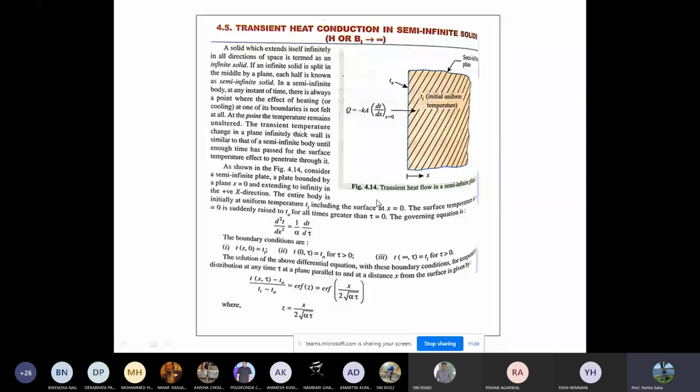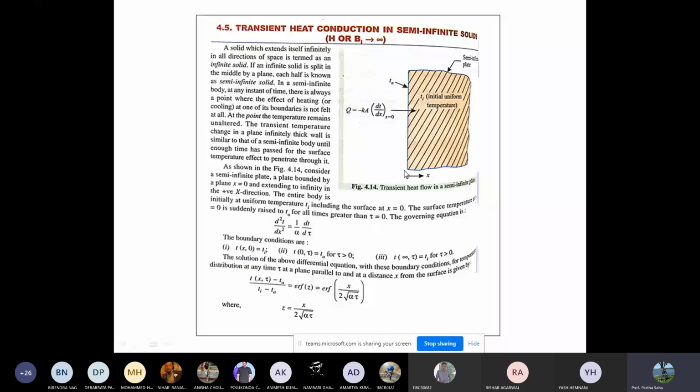The entire body is at a uniform temperature Ti, that is the initial temperature Ti, including the surface. The surface temperature at x equal to 0 is suddenly raised to Ta, that is the ambient temperature, for all times greater than tau 0. So what does that mean? The moment the time exceeds 0, I mean there's a little bit of excess time, the surface temperature at this x equal to 0 attains Ta instead of Ti, right?